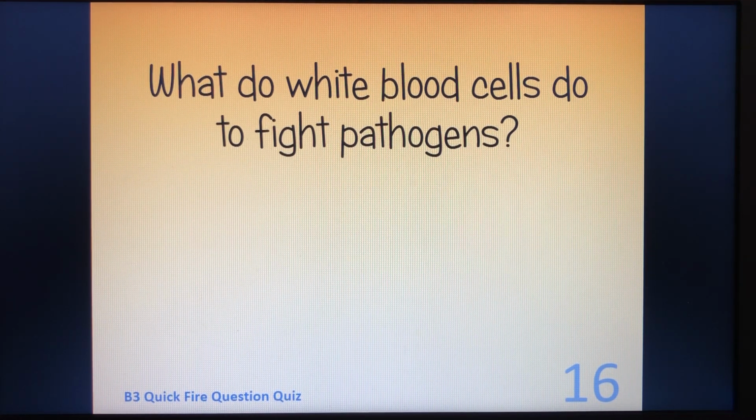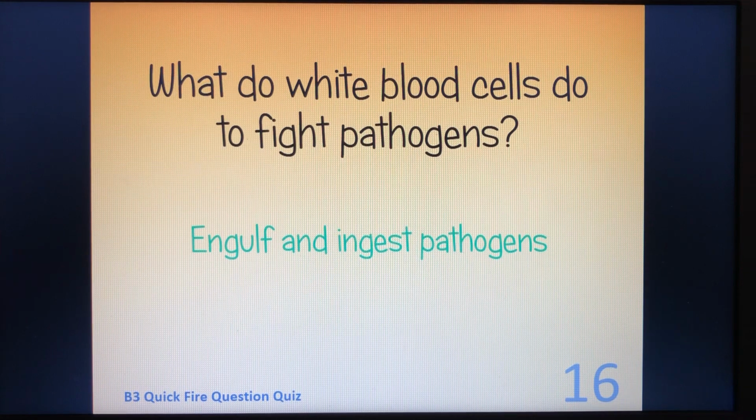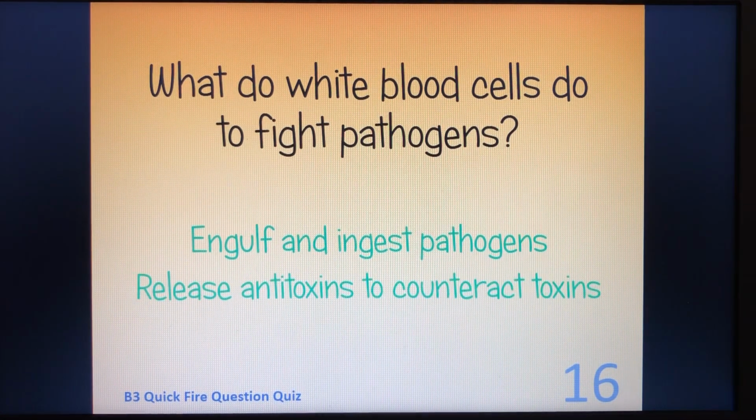And the answers are engulf, so that's surround, and then ingest, and actually digest the pathogen using enzymes. That process there is called phagocytosis, and that's because it's done by the phagocytes, okay, which are a particular white blood cell that have adapted or specialised in that way to do that process.